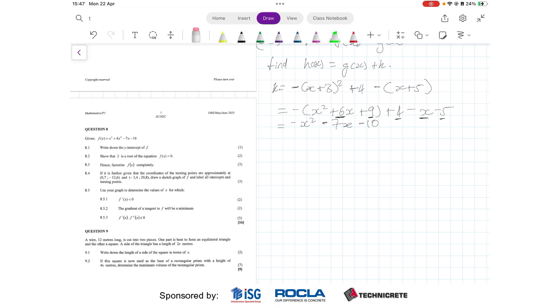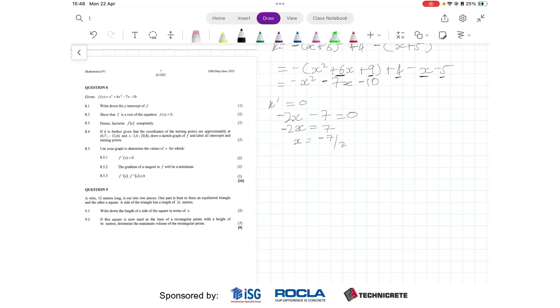The maximum occurs at the point where k prime is equal to 0, and what is going to be k prime? K prime will be the first derivative of our graph of k, and that will be minus 2x minus 7 equals 0, which tells you that minus 2x is equal to 7. X is thus minus 7 over 2.